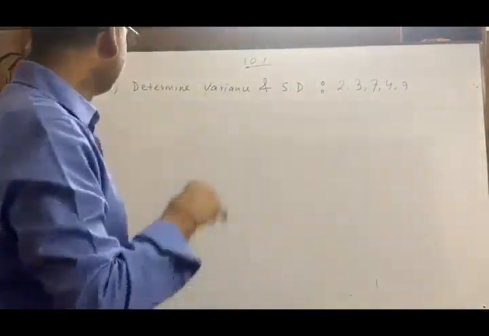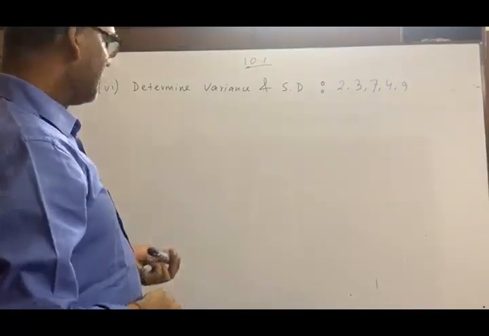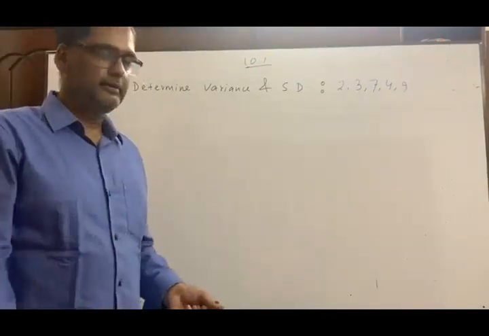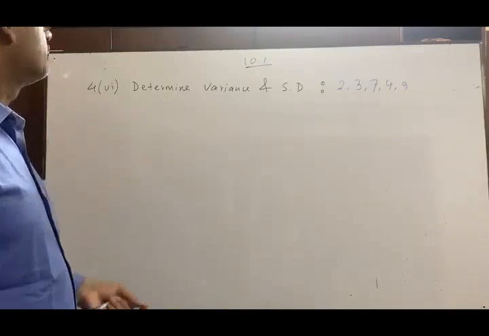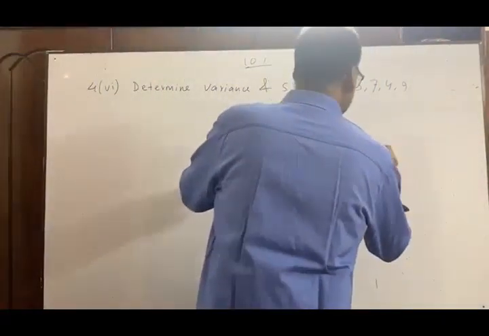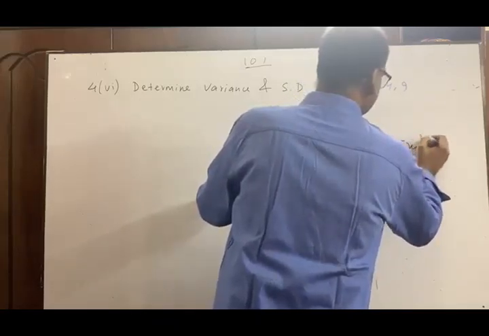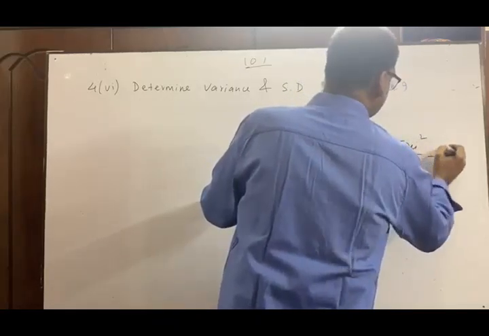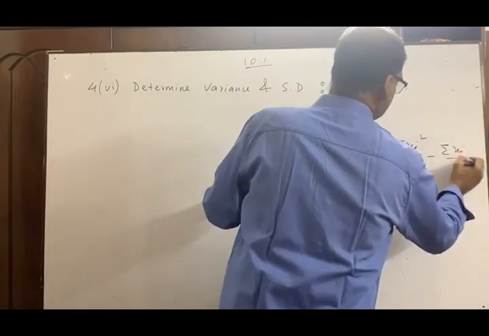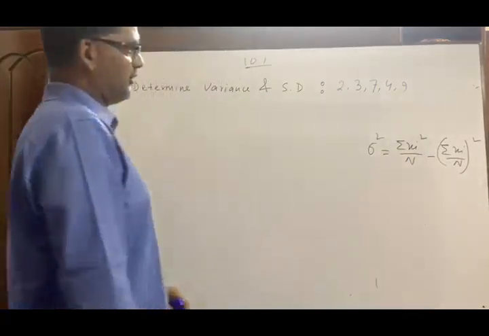For your kind information, at first we have to keep in our mind the formula of variance. What is the formula? You write down: variance is equal to summation xi square by n minus summation xi by n whole square. Okay, this is the formula.